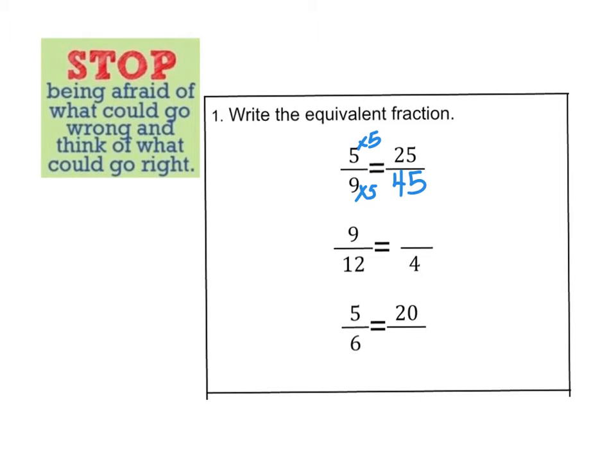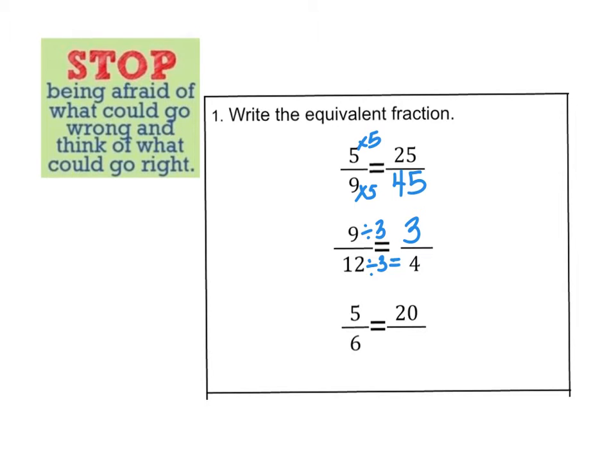9/12 is equal to blank fourths. Okay, this time we can think about how did we go from 12 to 4. My number got smaller, so I needed to divide. 12 divided by 3 equals 4. So 9 divided by 3 equals 3. 9/12 is equivalent to 3/4.